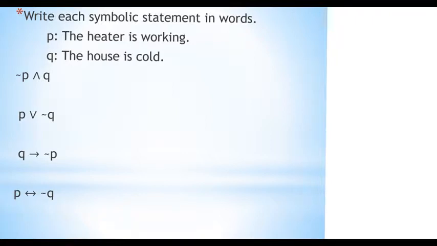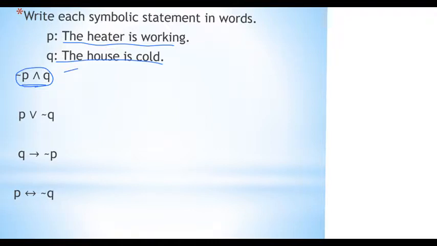All right, here, so far we've been mainly taking statements and putting them into symbols. But now we're going to take our symbols and put them into statements. So they give us the simple statements, and P is the heater is working, Q is the house is cold. So they want me to take the symbols here and to put it into words. So the first thing we know is we have the negation of P. So P is the heater is working.